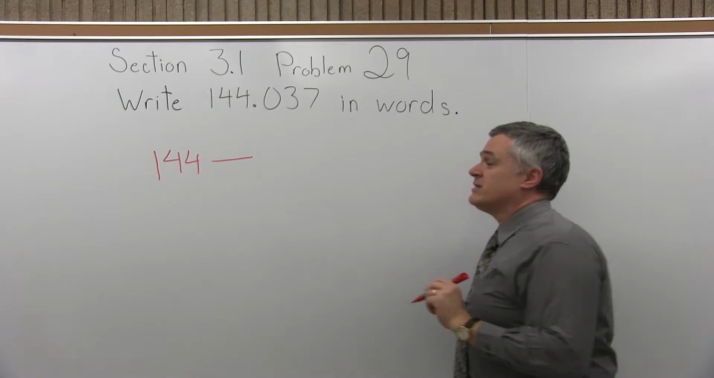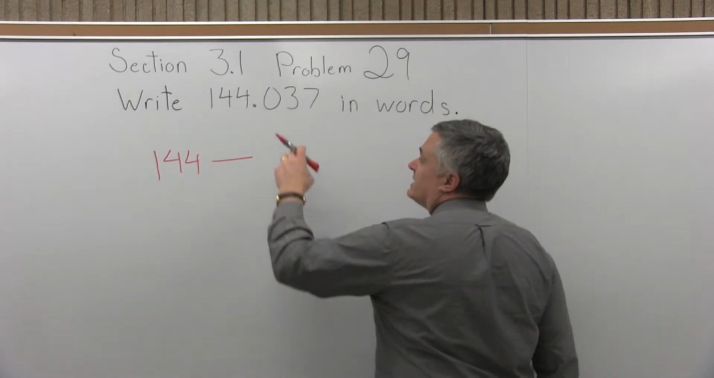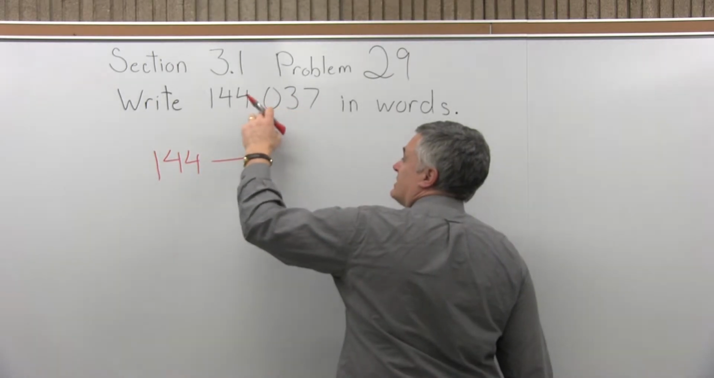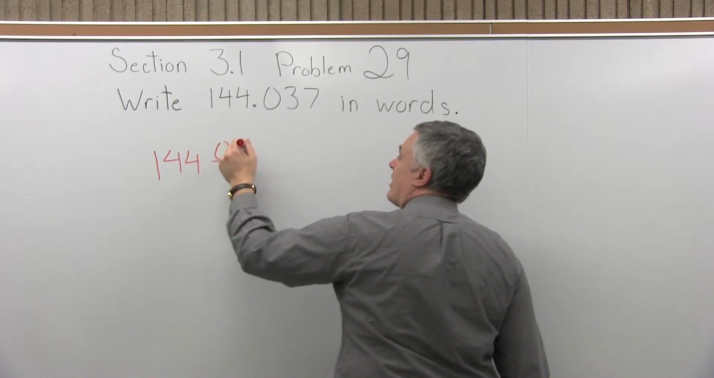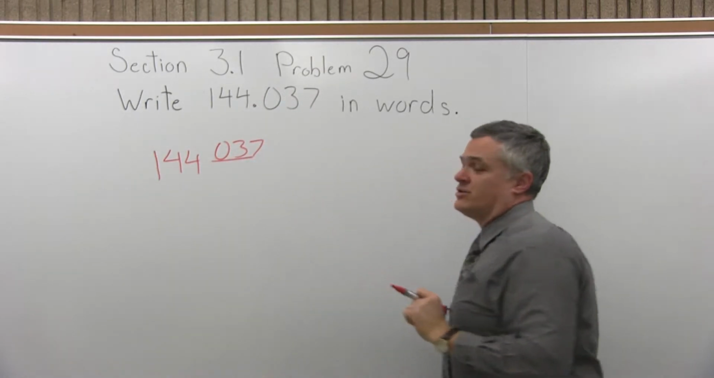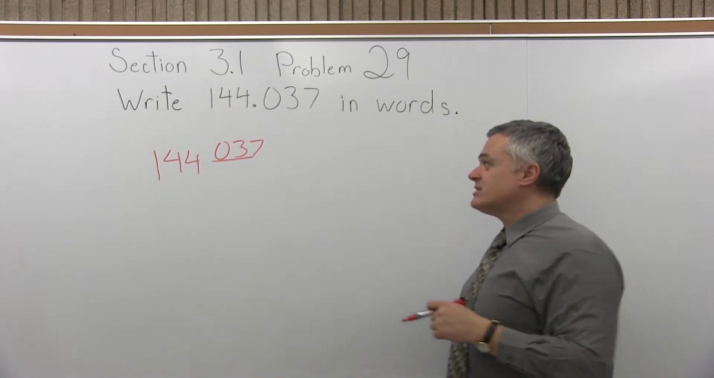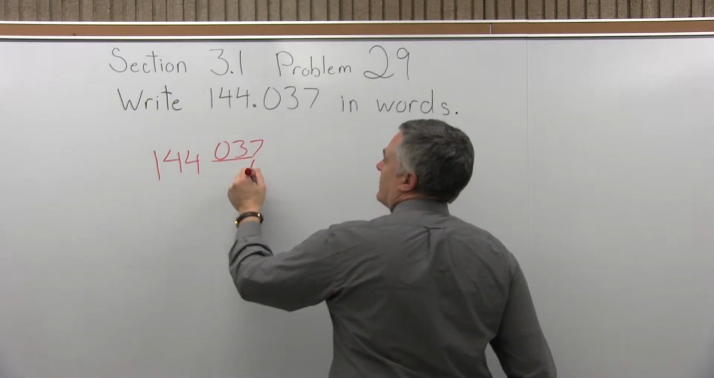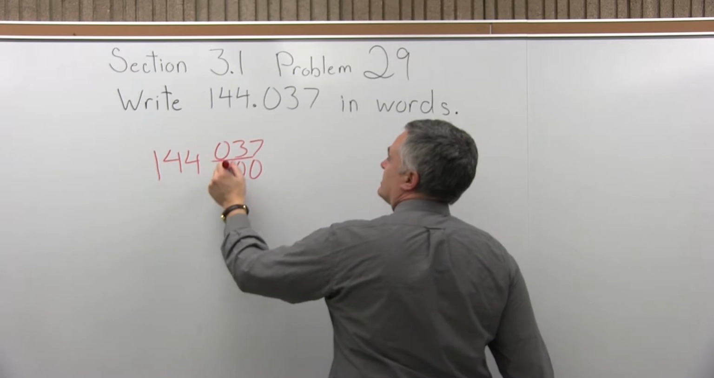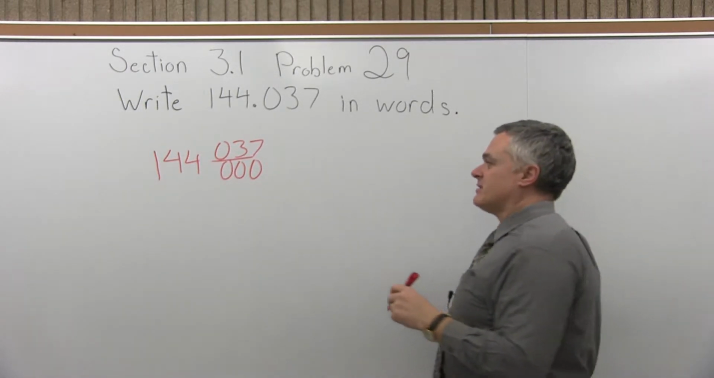Now to make the .037 from a decimal into a fraction, the first thing I do is write anything that comes after the decimal point in the numerator of a fraction. So after the decimal point I have 037, I put 037 in the numerator. The next step is to put a 0 under each digit that's in the numerator. So I put a 0 under each digit that's in the numerator. Next you put a 1 in front of the bottom zeros.